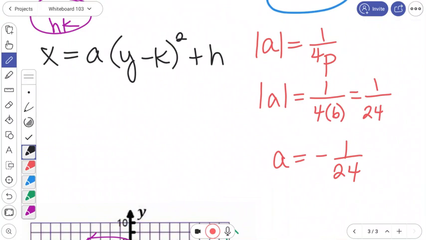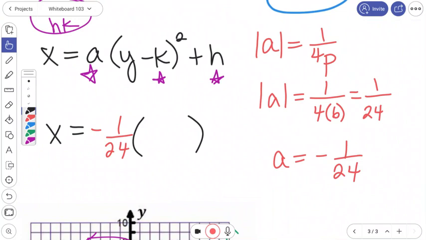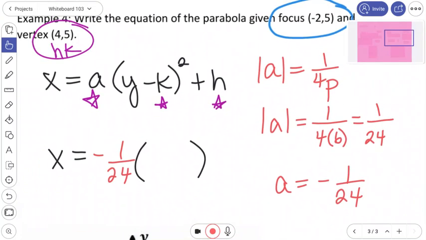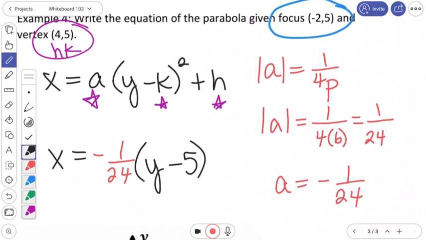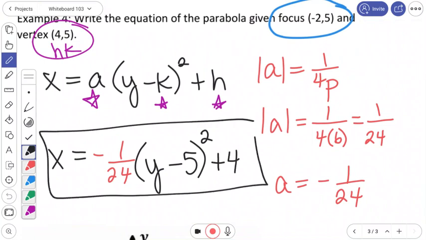When we write this equation, we need to substitute in the values for a, for our k value, and for our h value. We know x equals, our a value is -1/24. And in the parentheses, we need our y minus k. Well, our k value was 5. So we're going to say y minus 5 squared. And then our h value was 4. So +4. And there you have it.